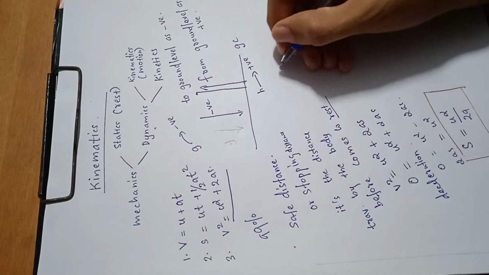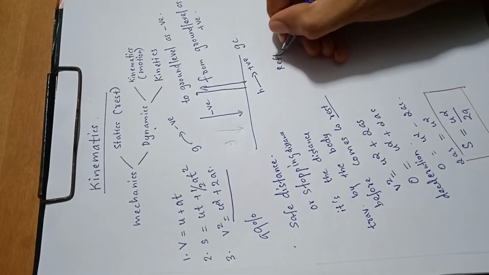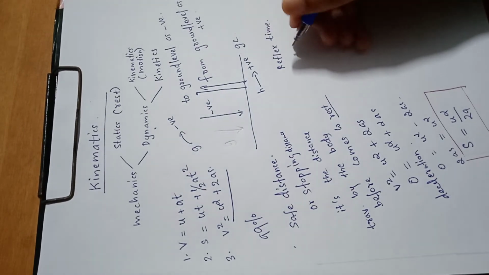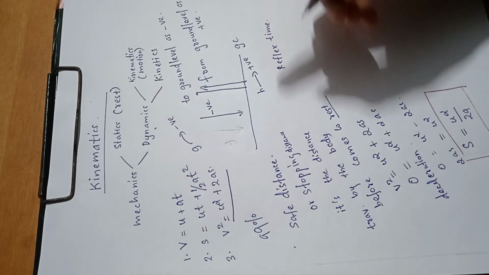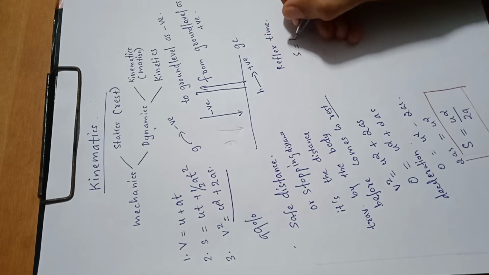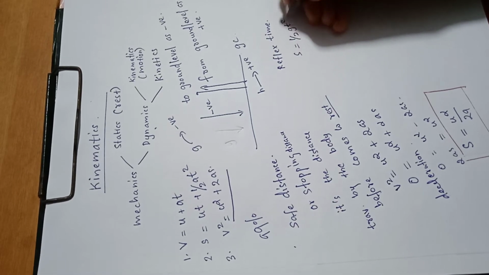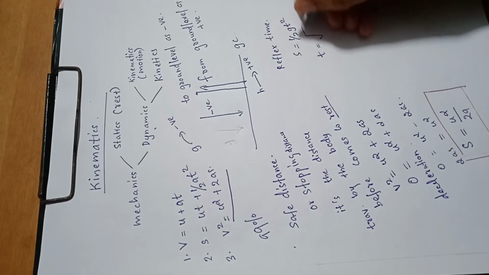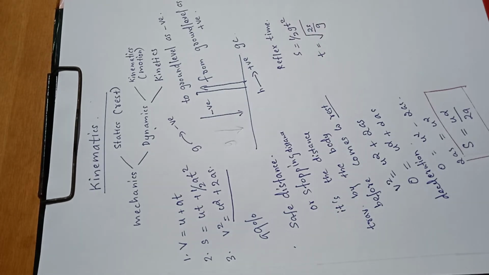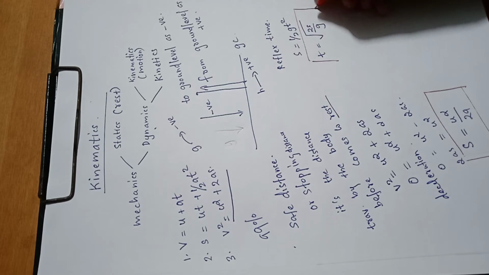Then we have reflex time also. The equation for reflex time is s equal to half gt square, so t equals root of 2s by g. Please keep that in mind also.